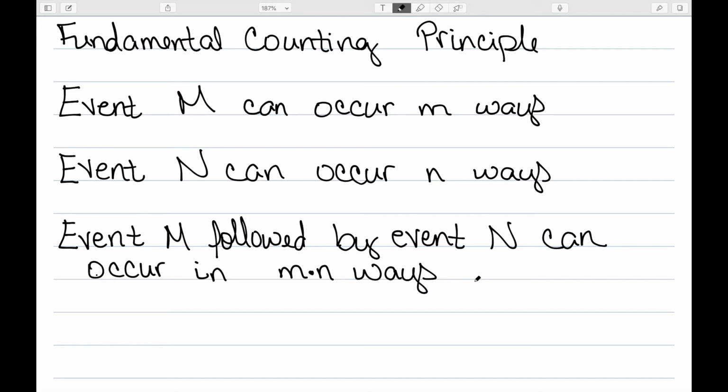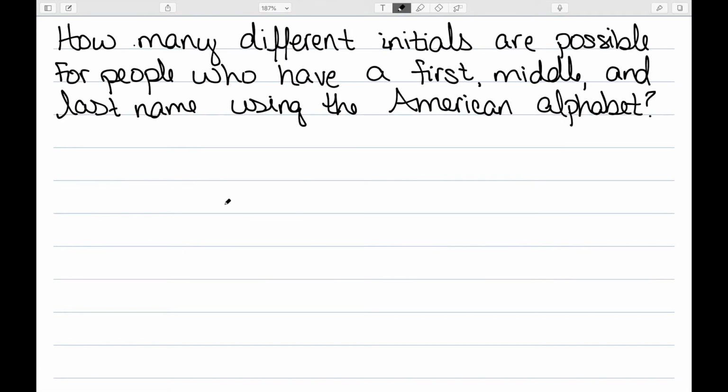So let's look at some examples of this. How many different initials are possible for people who have a first, middle, and last name using the American alphabet? So here I have 3 events that I want to consider: the first name, the middle name, and the last name. There are 26 letters in the American alphabet, so there are 26 possible first initials. There are also 26 possible middle and 26 possible last initials, since it is okay to repeat these letters. So we would multiply 26 times 26 times 26, or 26 cubed.